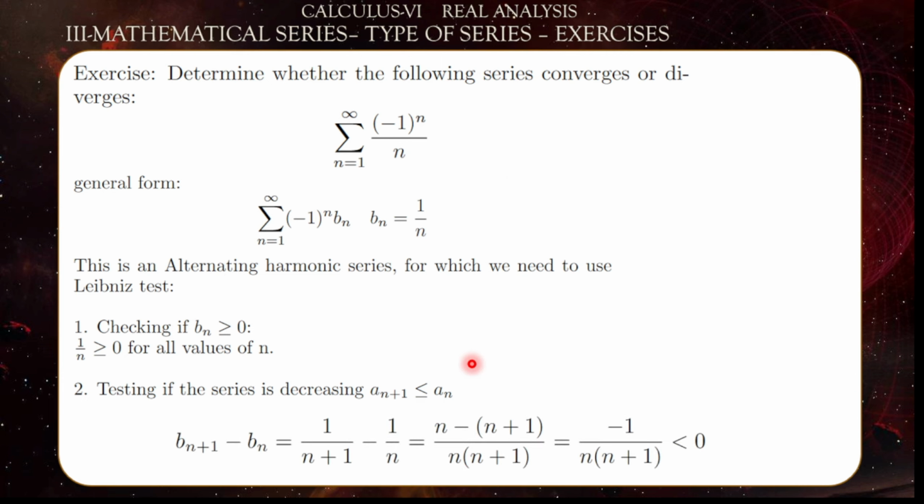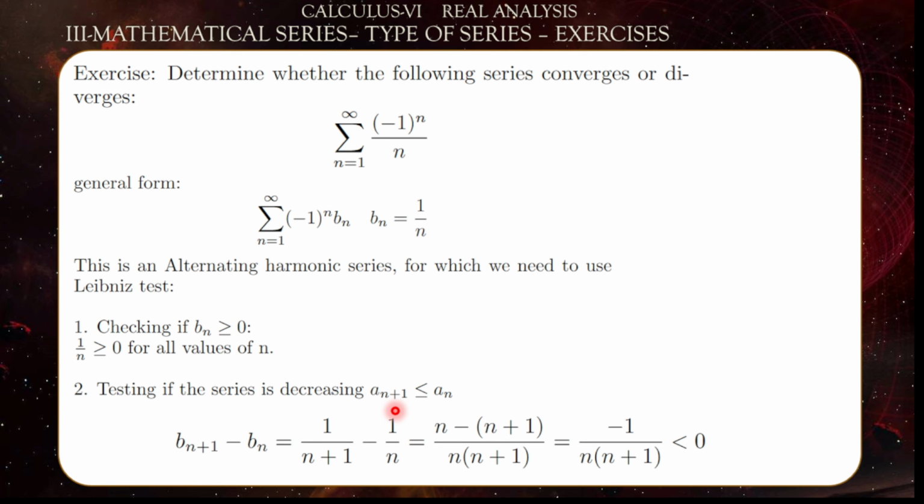We need to evaluate bn plus 1 minus bn. By the way, instead of an plus 1, like it's a flop here, it is bn plus 1, not an plus 1, which is the same concept, but we are referring to bn, the component multiplying the minus 1 to the power of n, which is the alternating part. So it's not an, it is bn. And instead of an plus 1, it is bn plus 1. So bn plus 1 minus bn is equal to 1 divided by n plus 1 minus 1 divided by n.